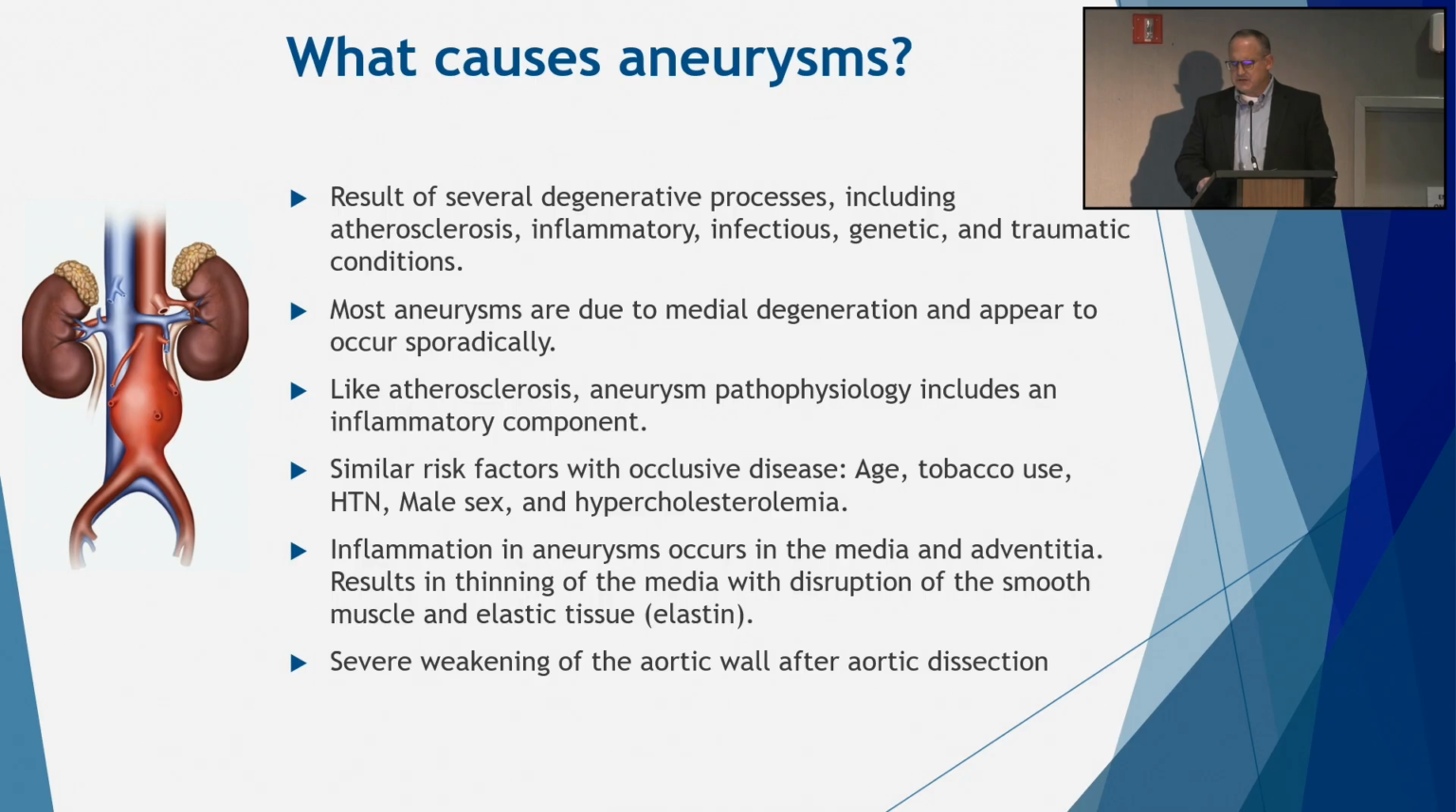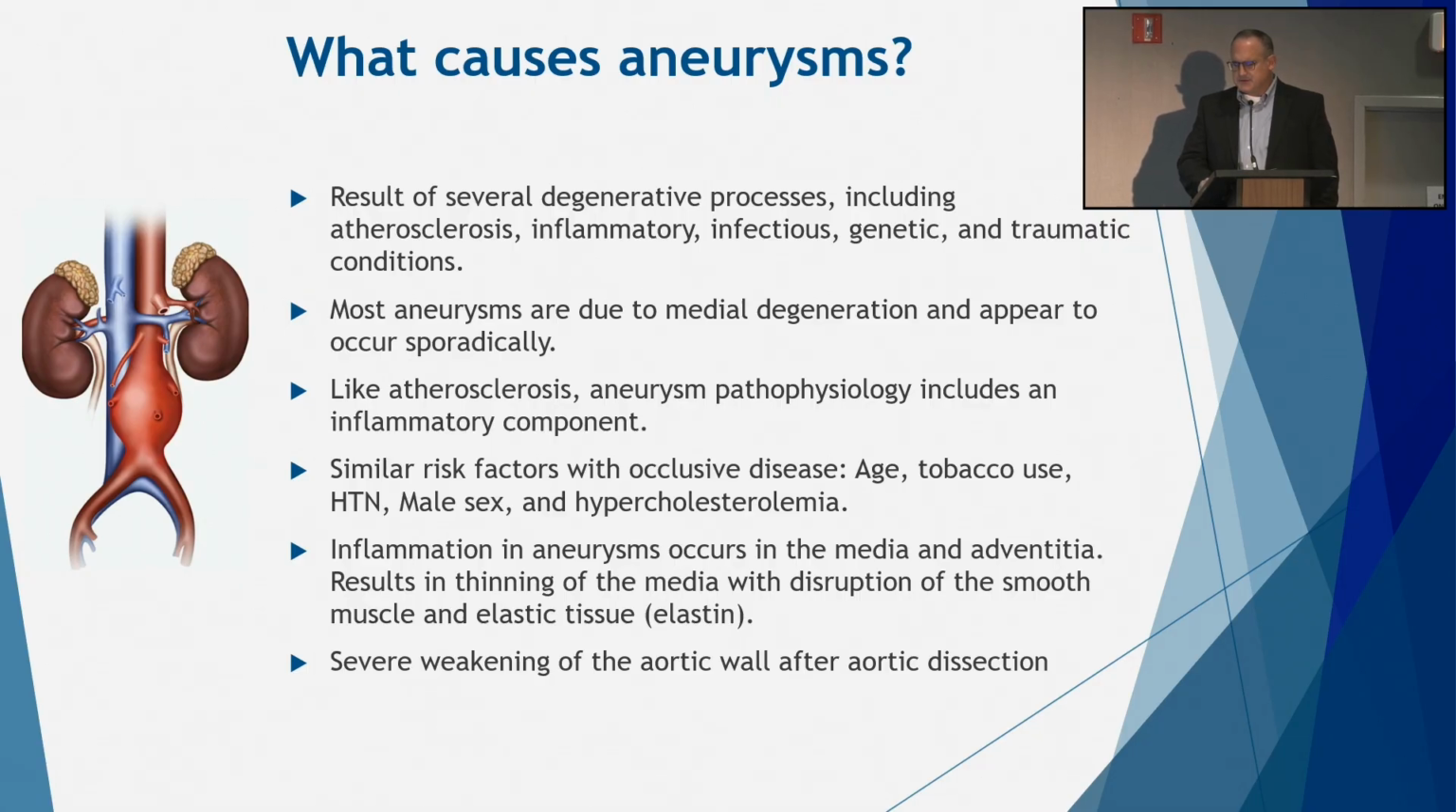What causes aneurysms? There are several things. We know that it's a degenerative process. It includes atherosclerosis and some inflammatory changes. It can be infectious, genetic, or due to some traumatic conditions. In the vessel layers of the aorta, it's usually the medial layer where we see degeneration. They include an inflammatory component, just like atherosclerosis.